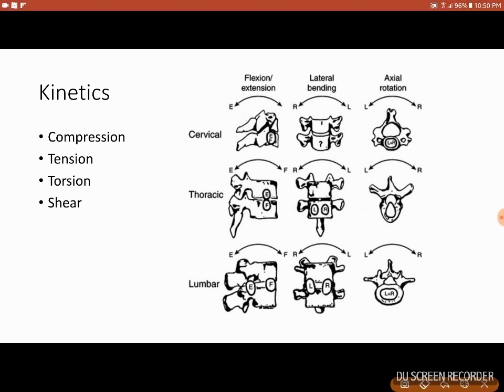First is compression. Compression usually happens during flexion, extension, and lateral flexion. So, if one person flexes, basically there is compression on the anterior part of the spine. Compression. While on the posterior part of the spine, there is a stretch or tension.